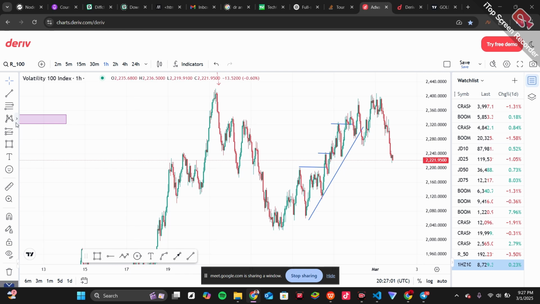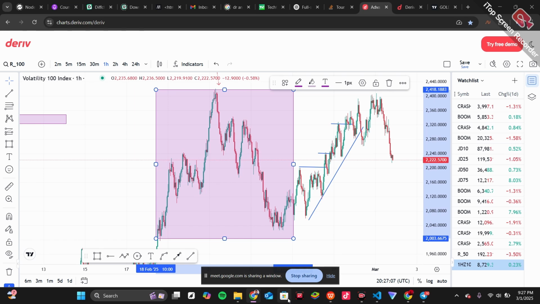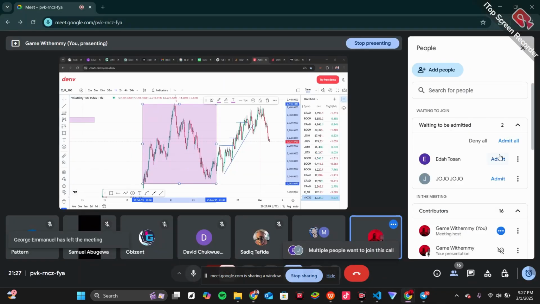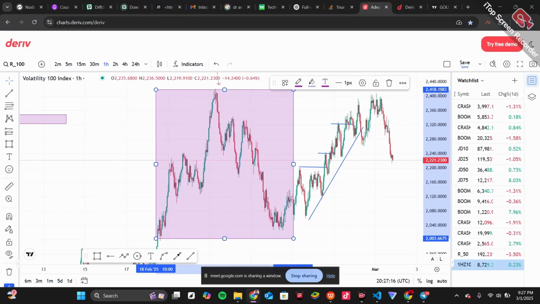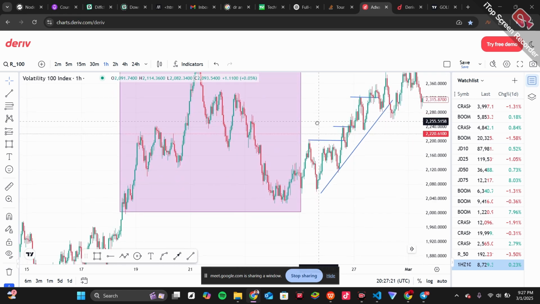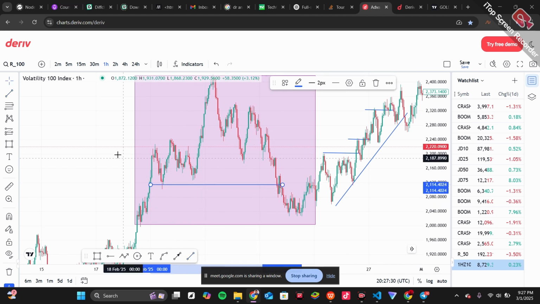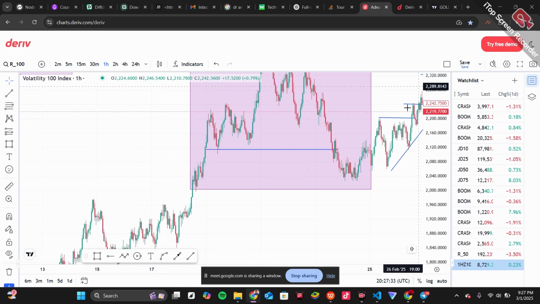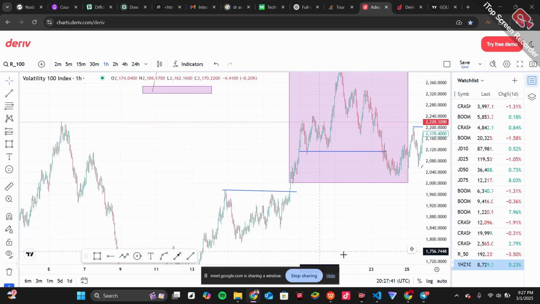Now, if you look at this whole area, you see that there was a liquidity play out here. Now, where's the liquidity? Who can spot the liquidity? Liquidity is over here. So price went up. That is the breaker block I'm talking about. I'm telling you that breaker block works. It works on synthetic indices.